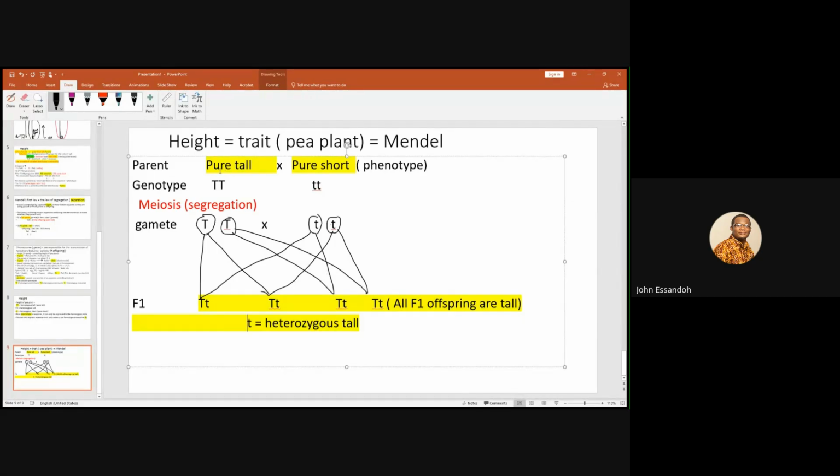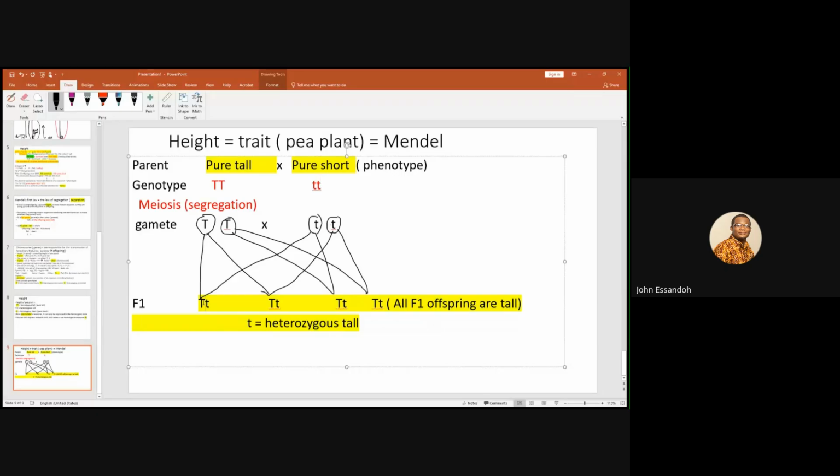So he picked pure tall, he meant homozygous tall. So this is the genotype here. And then crossing with the pure short means he was crossing with homozygous short. R for short. I don't even have to say homozygous because you can only be short when you are homozygous for the trait. Then after crossing the two, all the offspring came out to be tall.